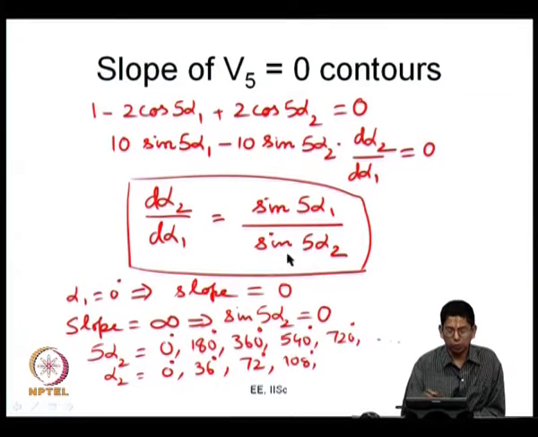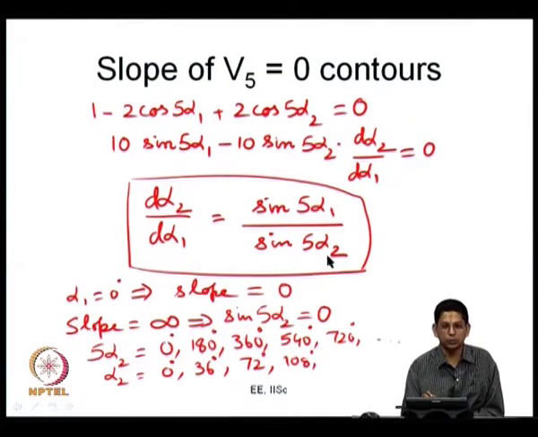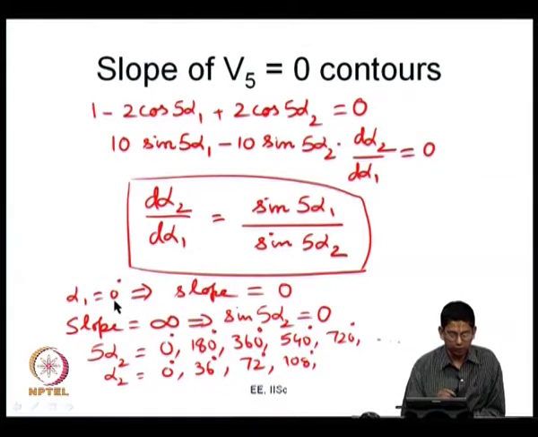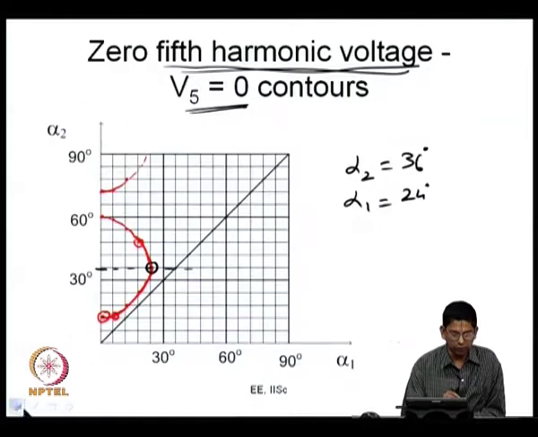So, this is how the nature of the slope is. Sometimes your slope is 0 whenever the numerator is 0. When is the numerator 0? The numerator is 0 whenever sin phi alpha 1 is 0, and the denominator is 0 whenever sin phi alpha 2 is 0, that is, the slope is infinity. So, you can see that at alpha 1 equal to 0, the slope is 0. Again when alpha 1 is equal to 36 degrees, phi alpha 1 is 180 and sin 180 is 0. So, at alpha 1 equal to 0, 36, 72 etcetera, it is possible to see one such point. So, you say alpha 1 is equal to 0 and you look at what are the corresponding values of alpha 2.